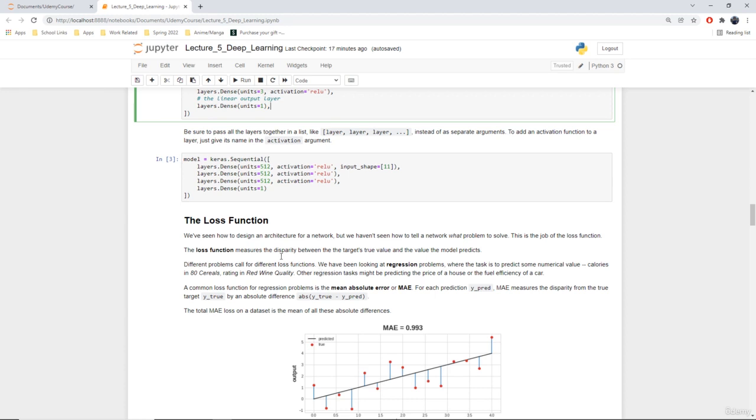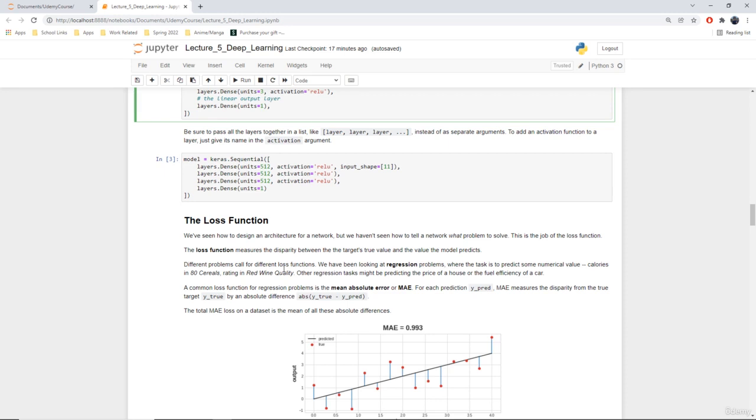So now we've designed a simple architecture, but we're still missing a lot. For one, we're still missing how to tell the network what problem to solve. Our loss function actually does this. You might have heard loss function, you might have heard cost function. They're effectively the same thing. Essentially, what a loss function does is measure the disparity between the target's true value and what the model predicts.